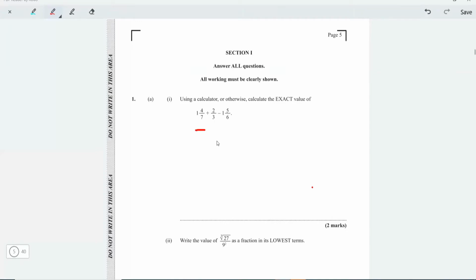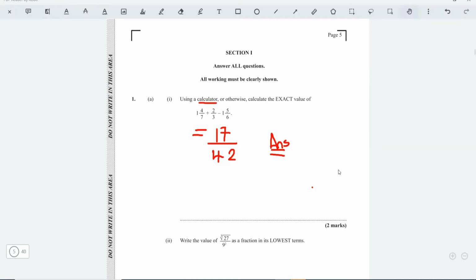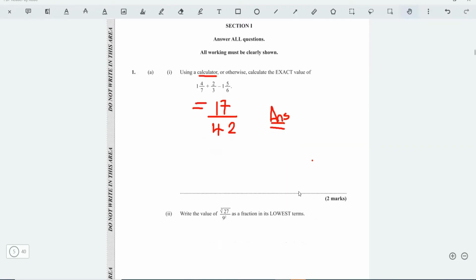You don't need to be wasting time working it out. We have too many things to do. 17 over 42, that's the answer. You can tell them you used the calculator. All right, nice.